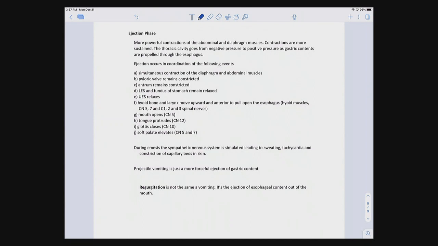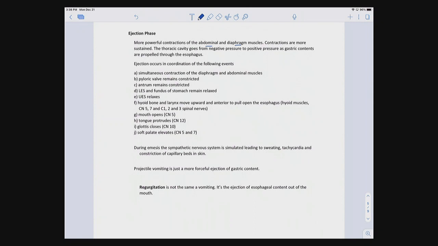But again, you have more contractions of the abdominal muscles and the diaphragm, except this time it's not oscillating, one per second, contracting, relaxing, contracting, relaxing. It is a more sustained contraction, of course, because the point here is to propel the contents out of the stomach, out of the mouth.